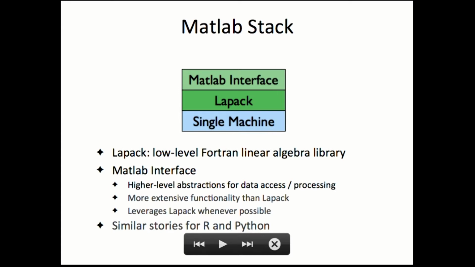But the MATLAB that I'm at least comfortable with is the actual MATLAB interface. And it has higher level abstractions and a lot more functionality than just LAPACK, but whenever this heavy lifting needs to be done, inverting a matrix, multiplying large dense matrices, it leverages LAPACK whenever possible. And this isn't just a story for MATLAB, there's a similar story for R or Python and so on.